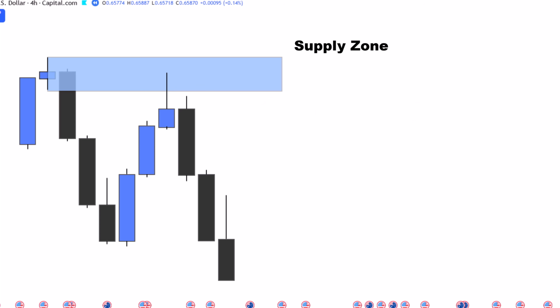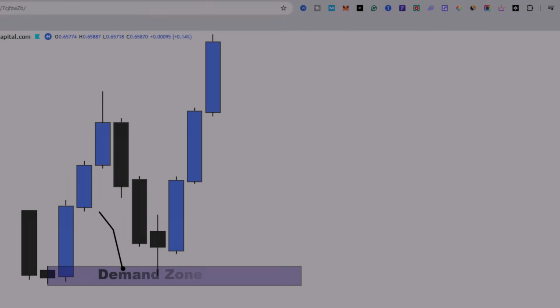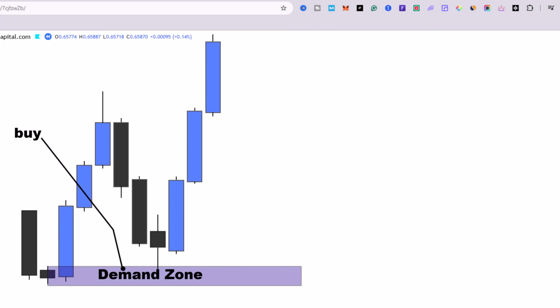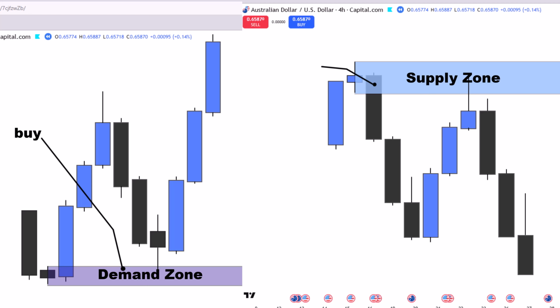So that is the basic idea. Demand is where we want to buy from. Supply is where we want to sell from. And once you understand that, then we can start talking about how to refine these zones so we can stop taking average entries and start getting those proper sniper entries. So let's move over to zone refinement.